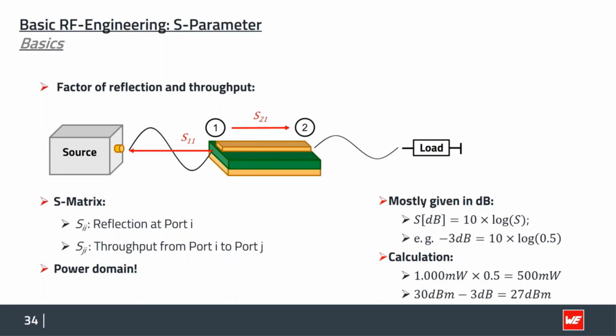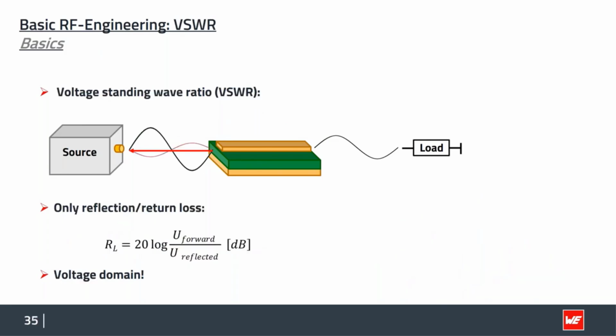There is also another option for how to do that. If you don't want to go for the S parameter measurement, you can also go for a VSWR measurement, where you compare the forwarded voltage to the reflected voltage. And of course, we are here in the voltage domain, so we have the logarithm on a base of 20 here, and that's also a way of finding out how many reflections you will have.